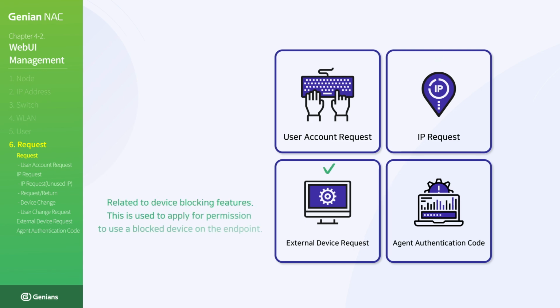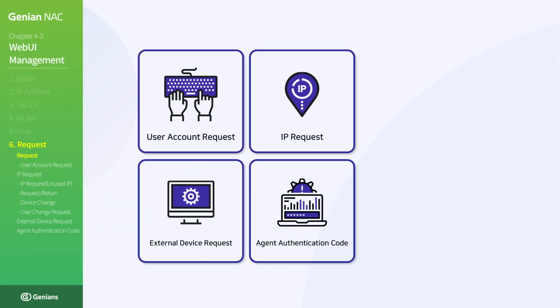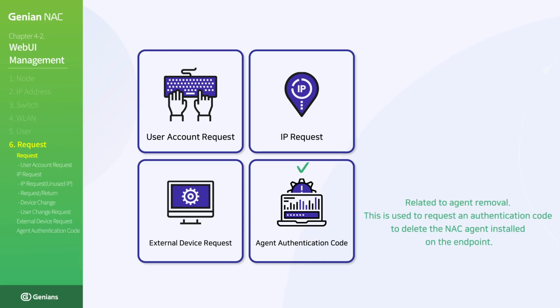External device request, related to device blocking features. This is used to apply for permission to use a blocked device on the endpoint. Agent authentication code, related to agent removal. This is used to request an authentication code to delete the NAC agent installed on the endpoint.